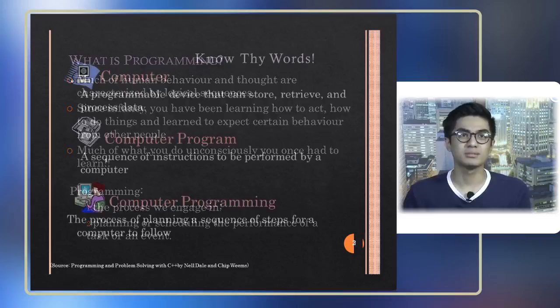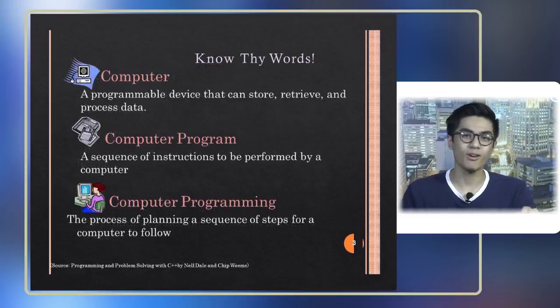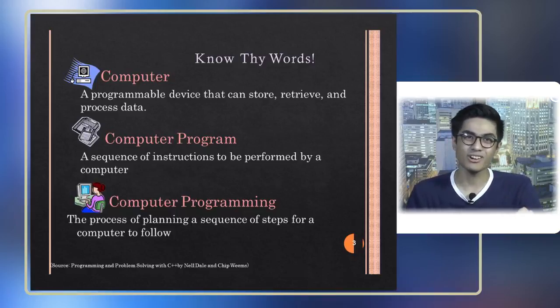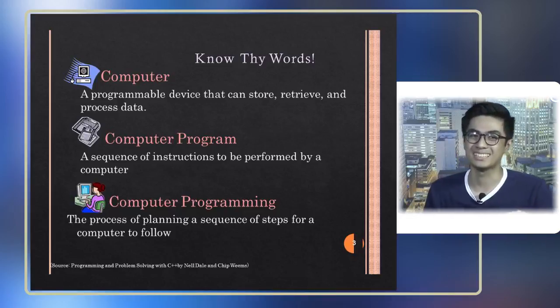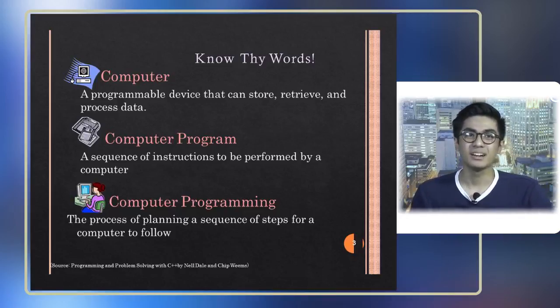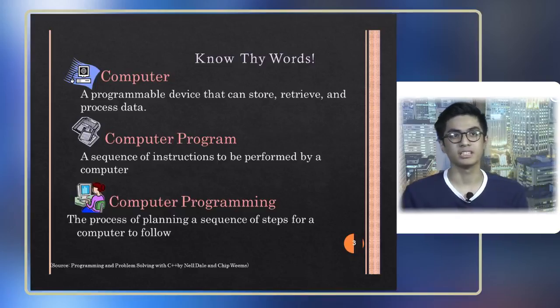Next, before we start the program, we should know these key terms. What is a computer? I think everyone knows what a computer is. A computer is a programmable device that can store, retrieve, and process data. Next, a computer program is a sequence of instructions to be performed by a computer. This is the program which the computer will run.